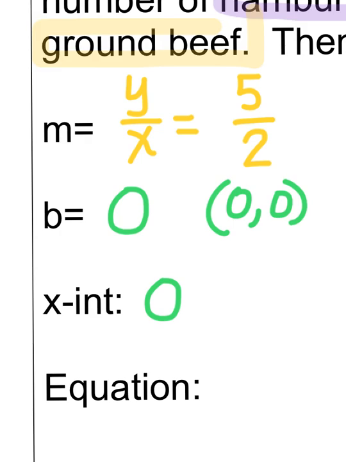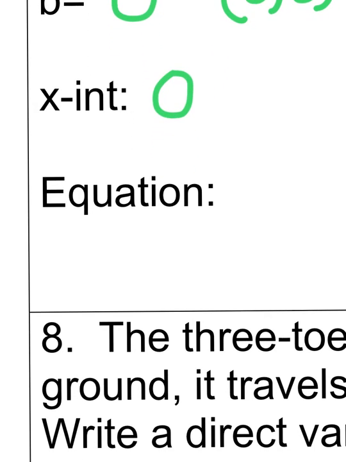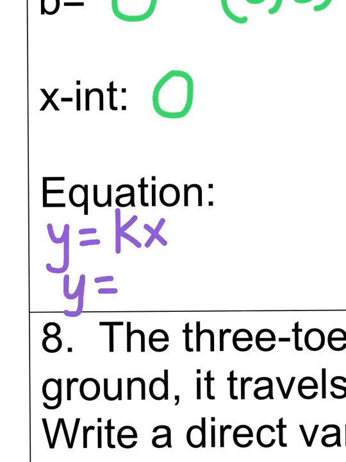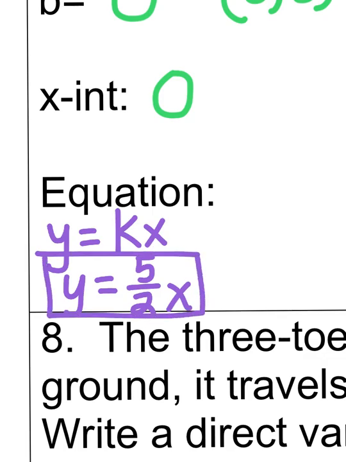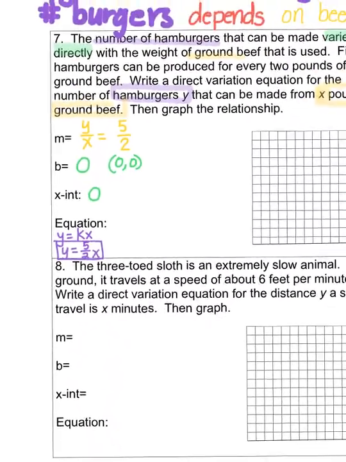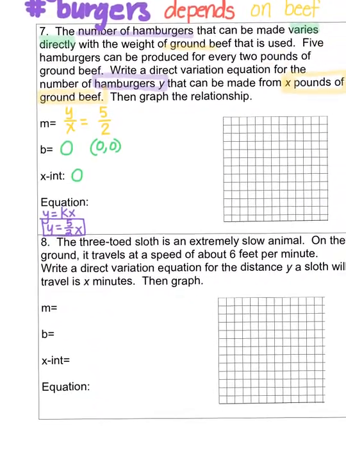Now let's look at the equation. To find the equation in a direct variation problem, we would have y equals kx. Well, we saw that the slope was 5/2. So our equation would be y equals 5/2 x. Now let's turn our attention to the graph.